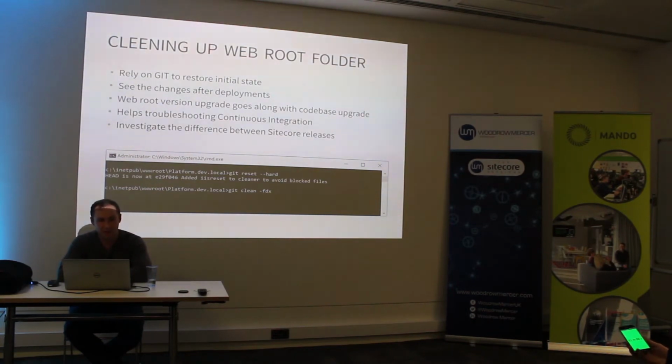And there are a couple benefits of this approach. So, for example, you may see everything that has been deployed after you're running GULP script on clean. So you may compare different versions. So when you do version upgrade, for example, I did from 9.0 to 9.0 update 1, I can track two commits and see the difference what Sitecore guys created in between those two versions. It helps troubleshooting continuous integration and other benefits.